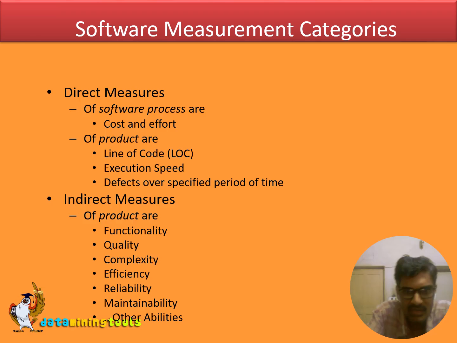Software measurement category. Direct measures of the software process are cost and effort. Direct measures of a product are lines of code, execution speed, and defects over a specified period of time. Indirect measures of a product are functionality, quality, complexity, efficiency, reliability, and maintainability.